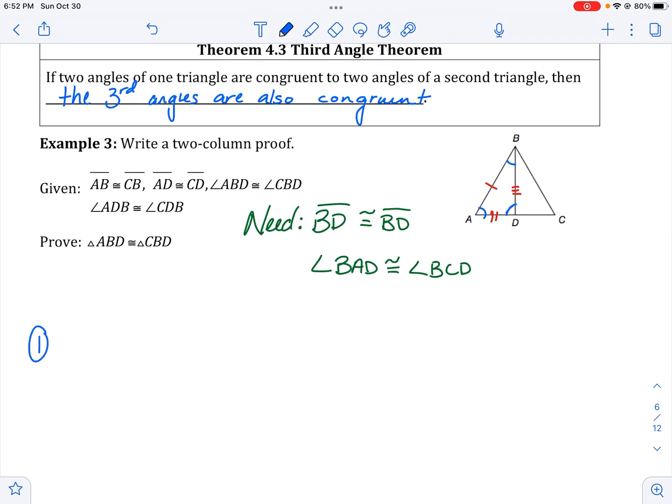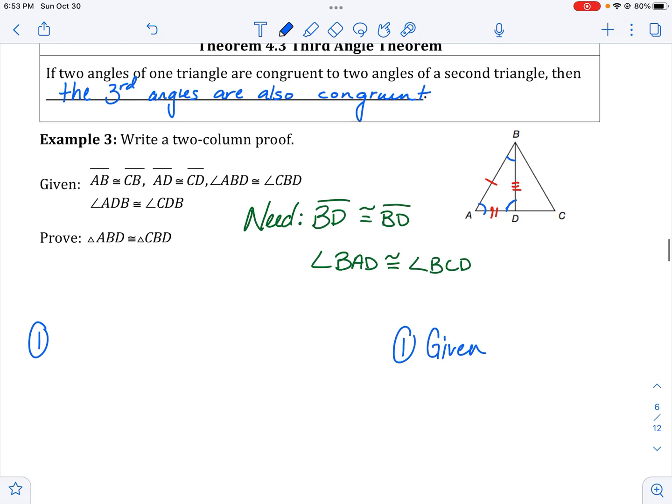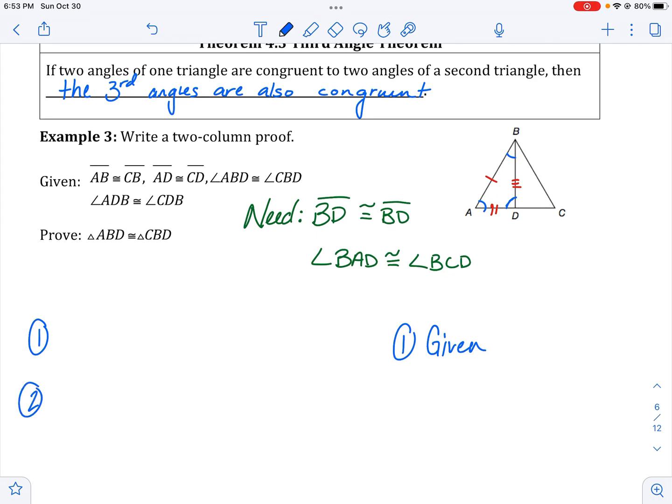So I'll start with my given statements. I'm not going to copy down my given statements, but you should in line 1. For line 2, I need to show, and it doesn't matter what order I do this in, but I need to show that my two angles are congruent. So I need to prove that angle BAD is congruent to angle BCD.